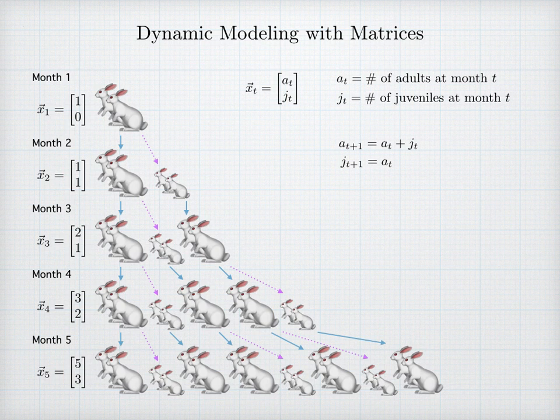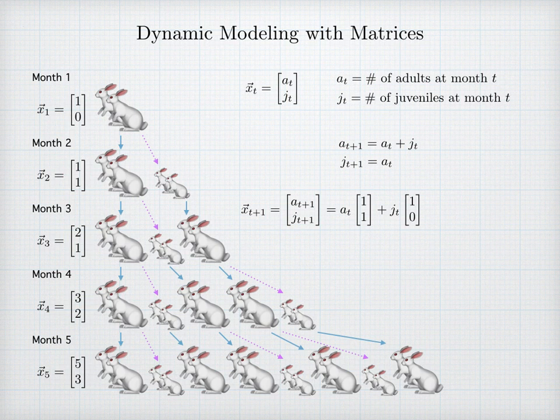Linear algebra can be used to understand our model because each of these equations is a linear combination of the state variables. So if we consider a state vector for the next month, x sub t plus 1, then we can think of it as a linear combination of vectors. We've got A sub t times the vector 1, 1 plus J sub t times the vector 1, 0.